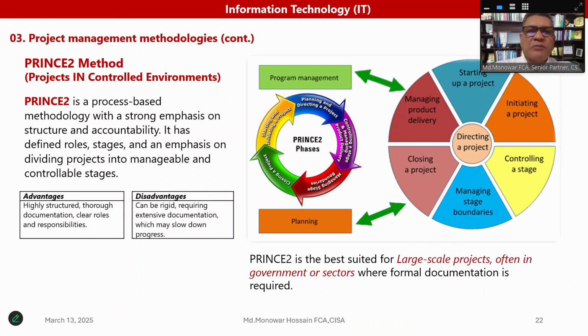So here, the program management, planning, and the different ways they state: starting up a project, initiating the project, controlling a stage, managing the boundaries, closing the project. We know that each and every system has a boundary. So within the boundary, Prince2 suits large-scale projects in the government sector, where formal documentation is required, and Prince2 ensures that documentation for that type of large project. So we can make an MCQ here: Prince2 method is used for large-scale projects in government or the public sector. So here can be a difference. The answer is here: government project or large project.